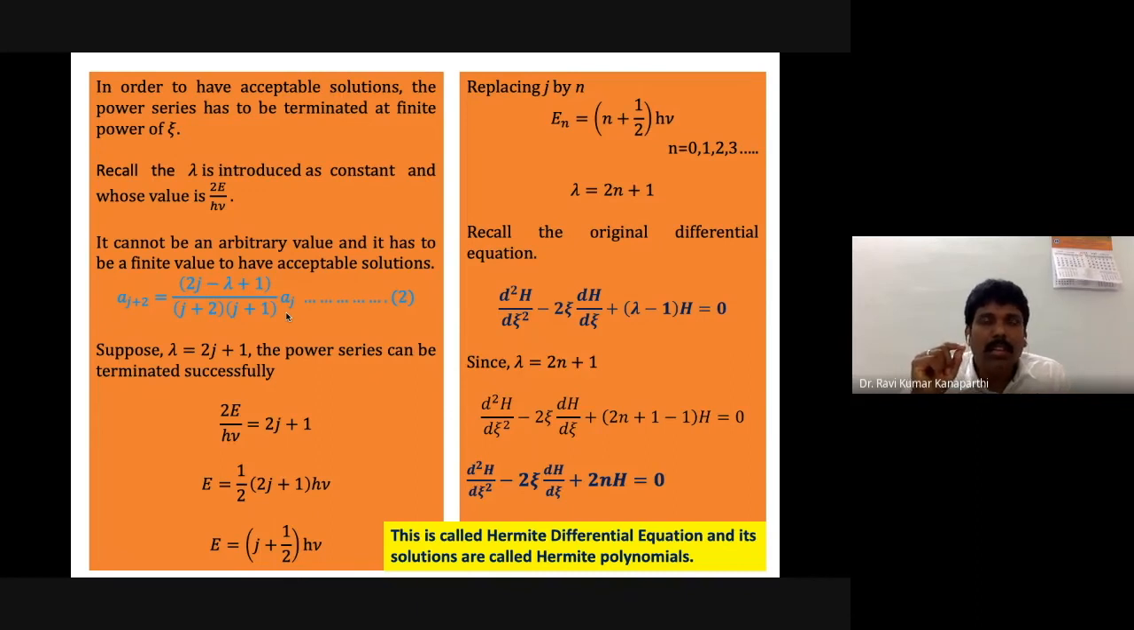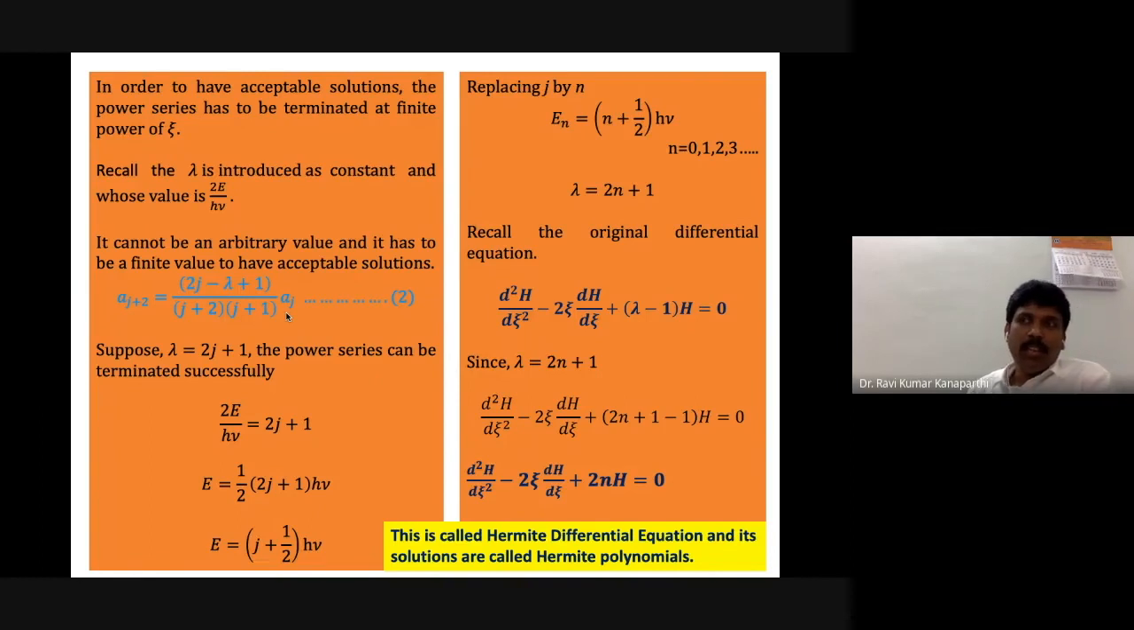And lambda is actually the key point to terminate the power series. Now if you go back and see the differential equation we obtained previously, that is d square h of z by dz square minus 2z dh of z by dz plus lambda minus 1 multiplied by h of z. That is the original expression which we would like to solve for h of z. But now I know what lambda is. Lambda is nothing but 2n plus 1, isn't it?